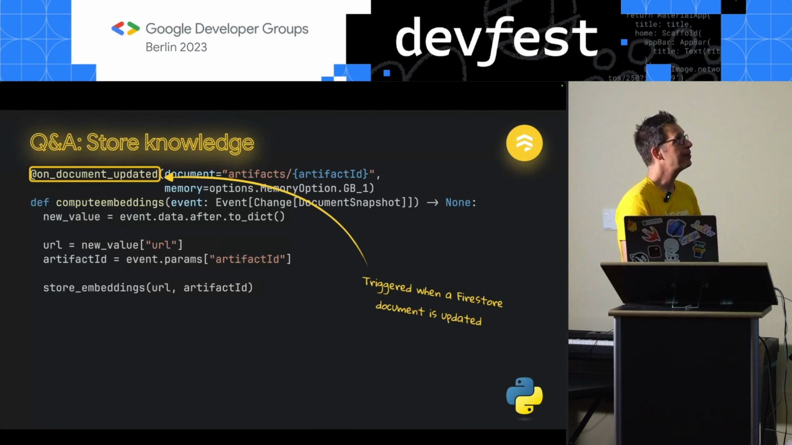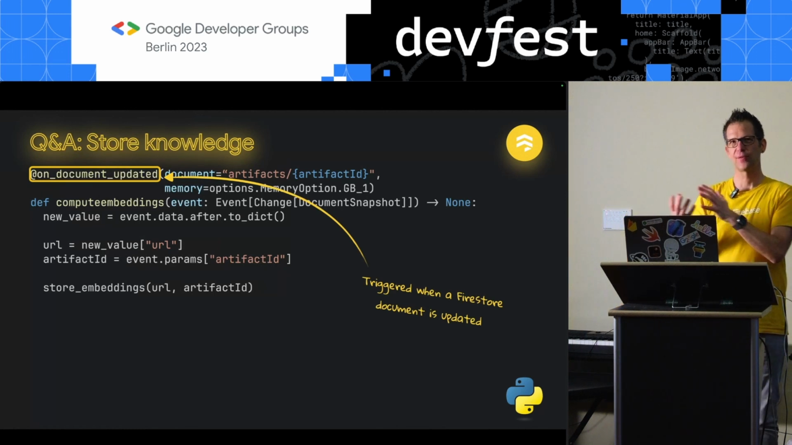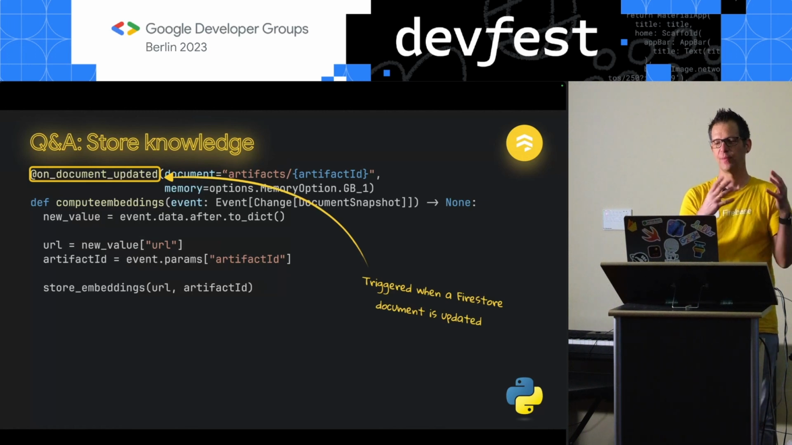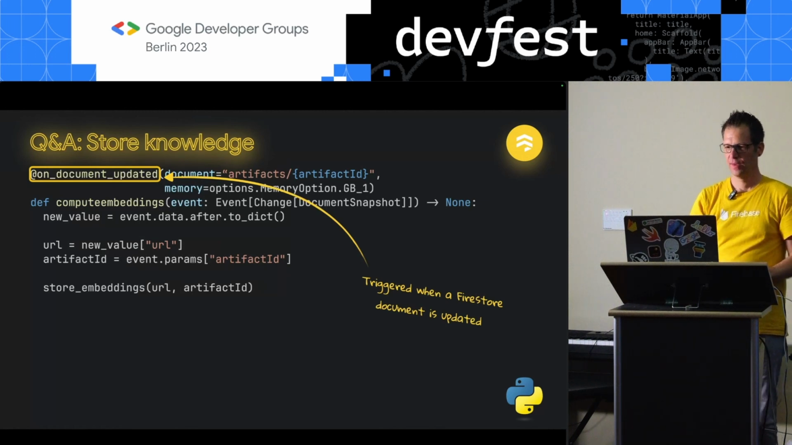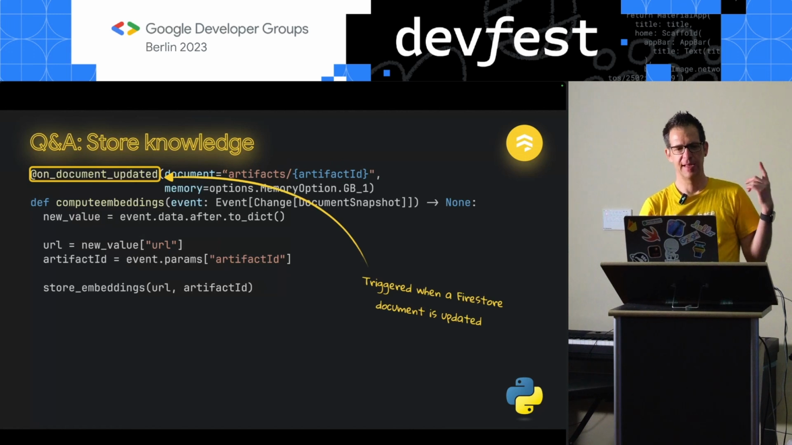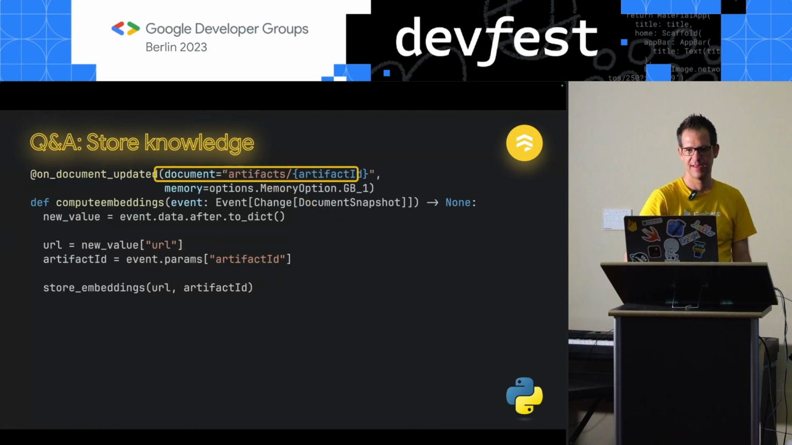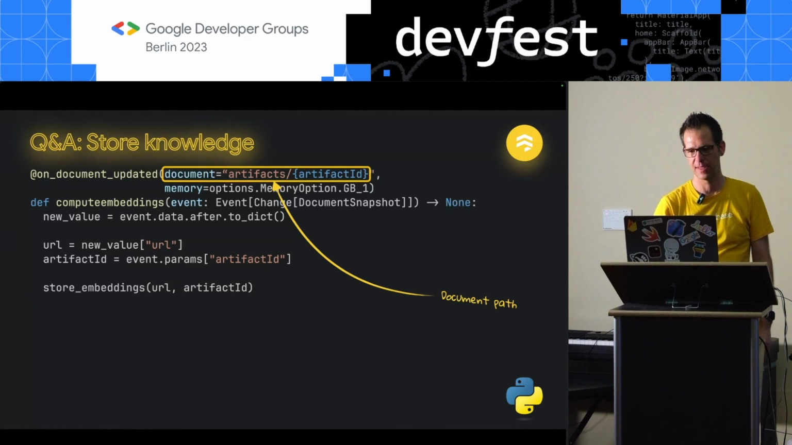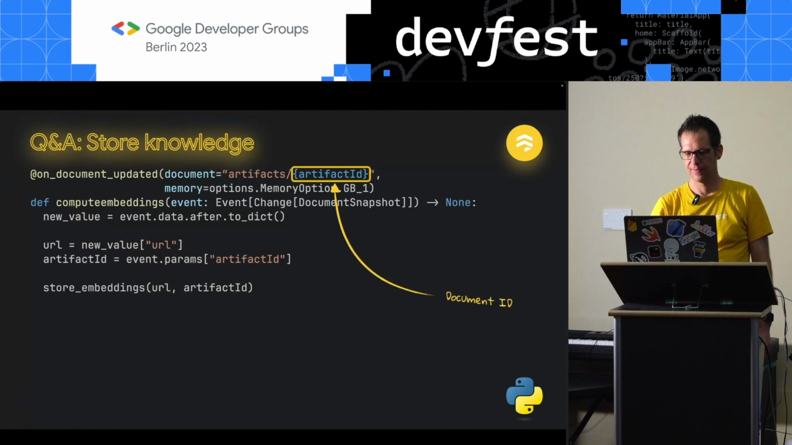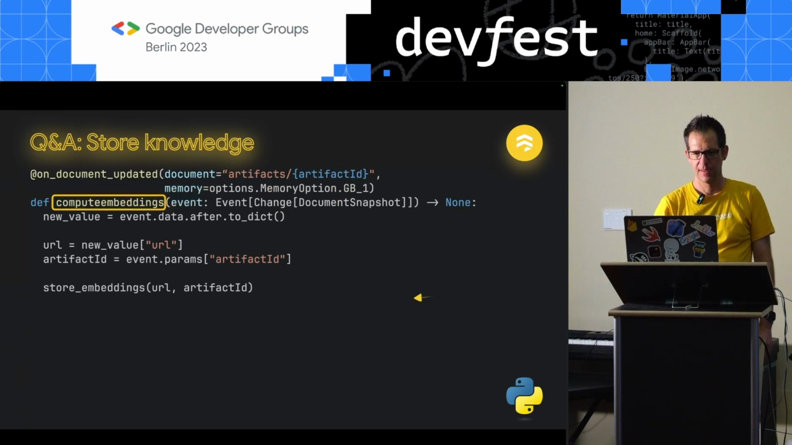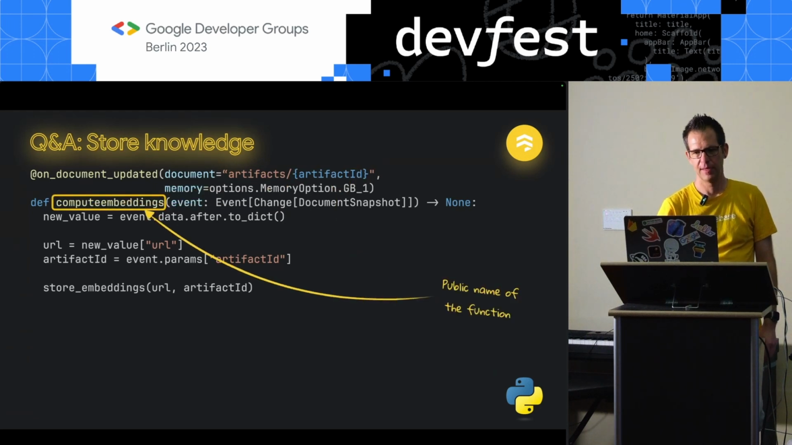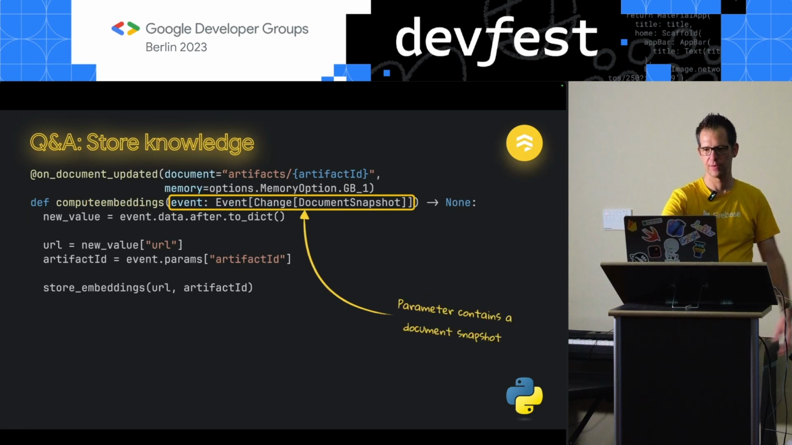So, how does this relate to our Q&A engine? When we store a document into the database, we want to compute a vector embedding. So we run this function here, and you might be able to tell that this is a Python function. This Python function will run every time that a document at this path is updated. Here is the artifact ID, the document ID, and the name of the function is compute embeddings. And here is where we get the document, so it contains all the fields in the document.